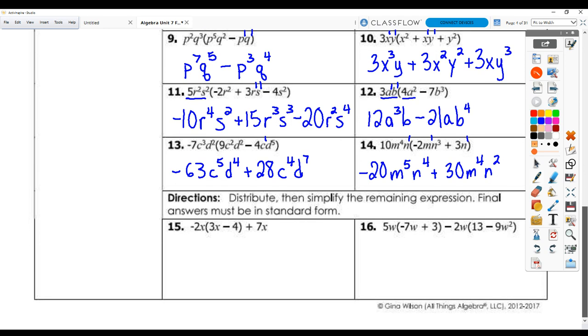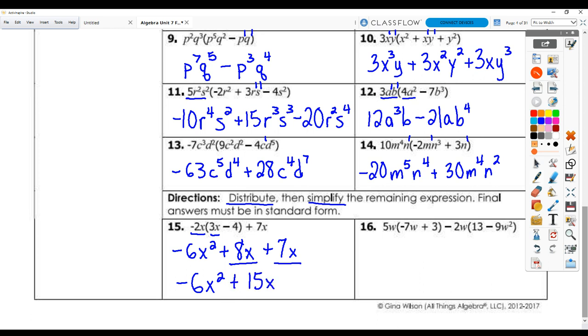This time we're distributing, and then we're going to simplify. So we have negative 2x times 3x is negative 6x squared. Negative 2 times negative 4 is plus 8x plus 7x, just bringing it down. And now to combine like terms, plus 8x plus 7x are like terms. The x squared doesn't have anybody to combine with, so we're just going to bring him down. And then plus 15x.